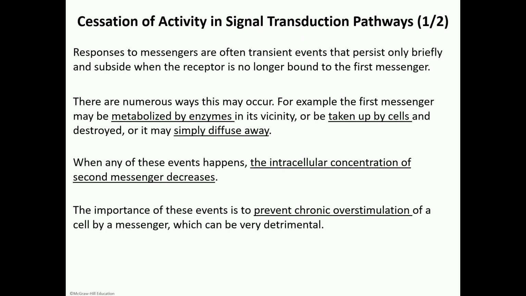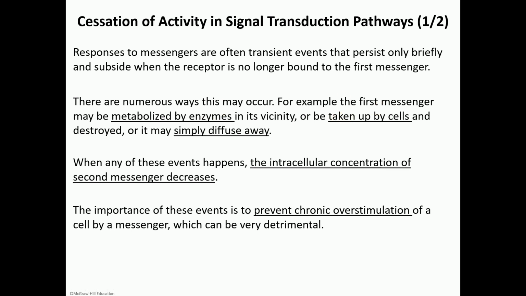Now, how do we stop this whole signal transduction pathway? Okay, the cell at some point needs to stop responding to that ligand. So there are different ways that can happen. Either the ligand disappears, and that could be by the ligand just diffusing away from the cell. It could be that it was metabolized maybe by different enzymes, or the ligand was actually taken up by cells.